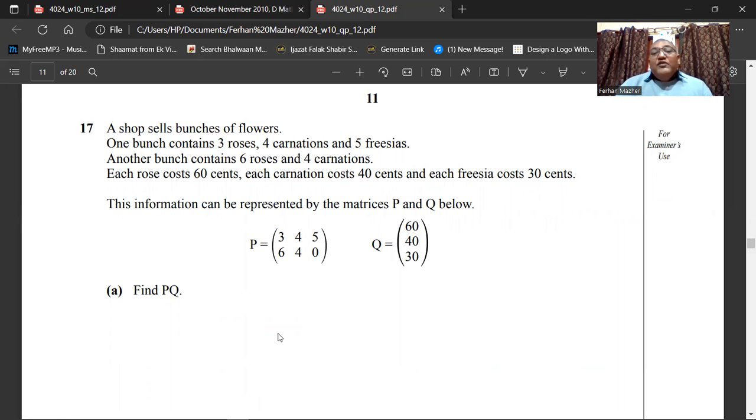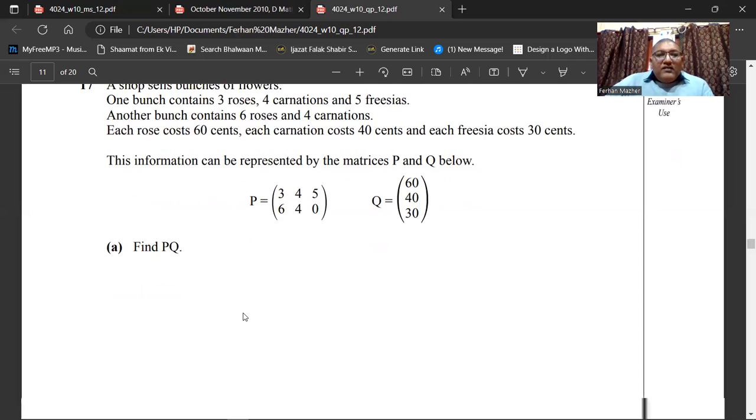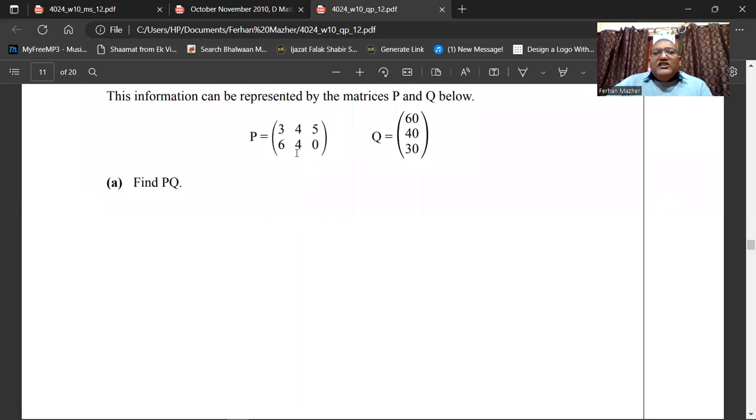The information can be represented by the matrices P and Q. So in the first bunch, we have 3 roses, 4 carnations, and 5 freesias. And in the second bunch, you have 6 roses, 4 carnations, and no freesias. The values are 60 cents for 1 rose, 40 cents for 1 carnation, and 30 cents for the freesia. So find PQ. You have to multiply these two.